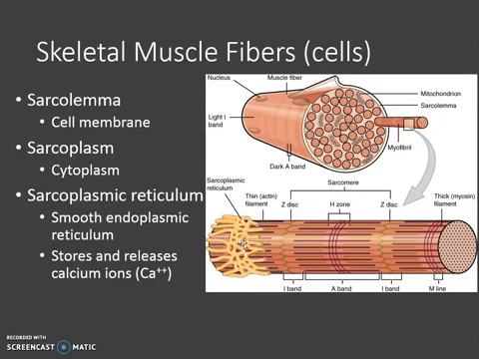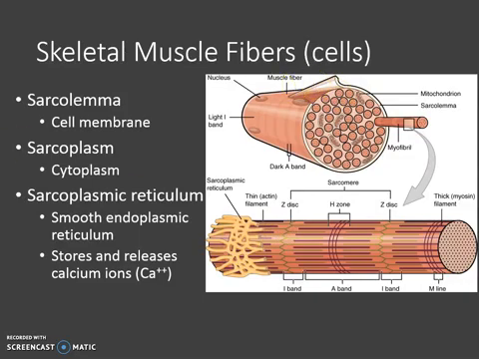And the sarcoplasmic reticulum in skeletal muscle fibers has a very specialized function in that it stores and releases calcium ions. And this calcium is vitally important for muscle contractions. So when a muscle needs to contract, the sarcoplasmic reticulum can release that calcium, and then as the muscle relaxes, the sarcoplasmic reticulum can take that calcium back in and store it until the next time the muscle cell needs to contract.